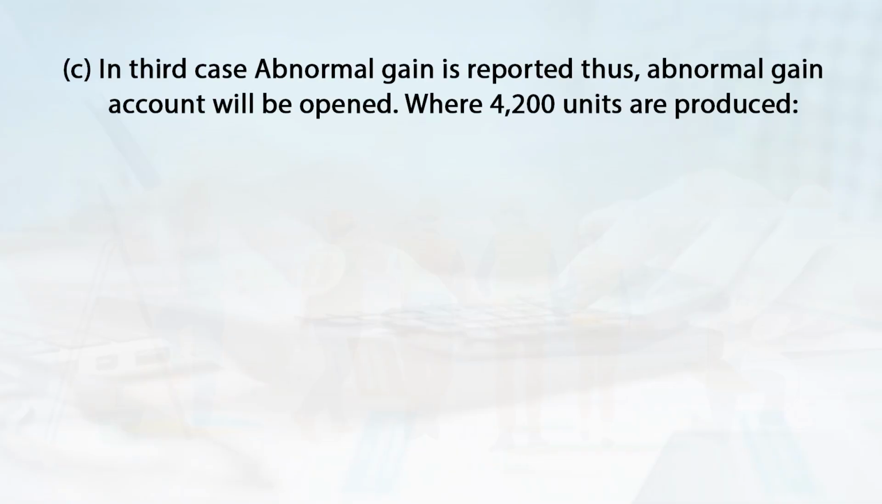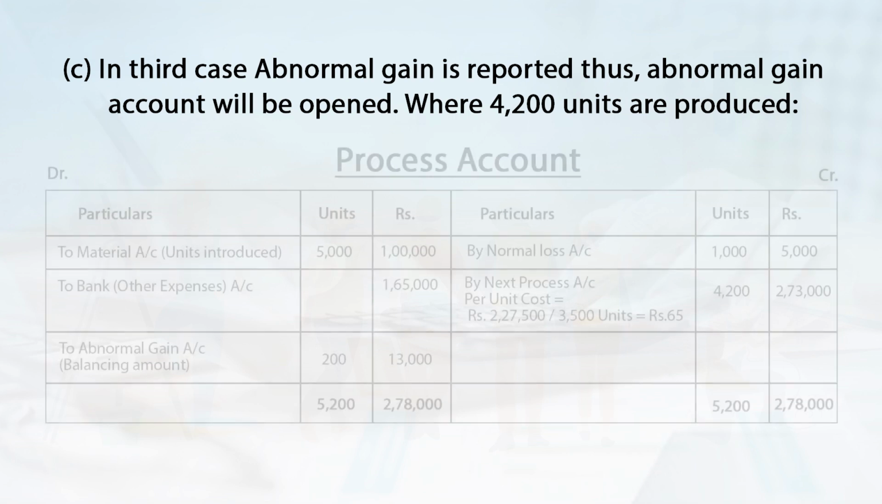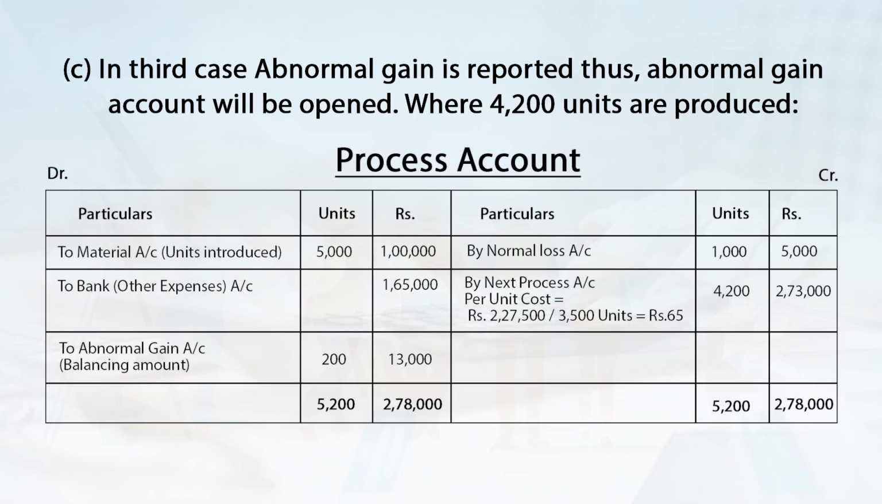Let us see the third situation. In the third case, abnormal gain is reported. Thus, abnormal gain account will be opened where 4,200 units were produced. Let us prepare process account in the situation where 4,200 units are produced.